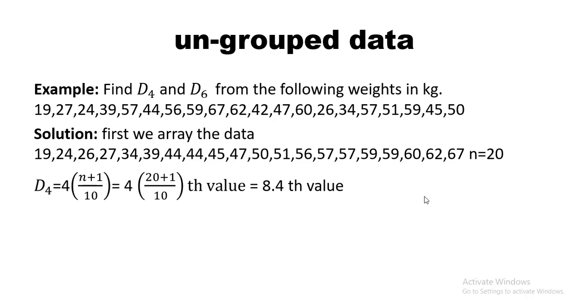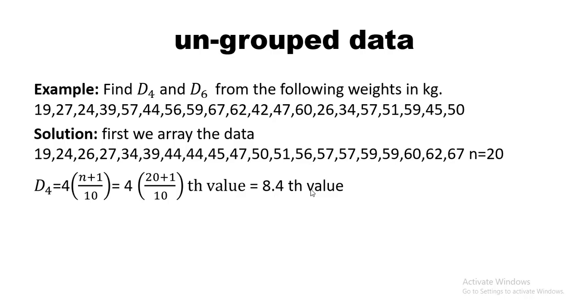The second part is we're going to use the formula. Since the fourth decile is asked, D4 is equal to 4 times (n plus 1) divided by 10, which is 4 times (20 plus 1) divided by 10, which gives you the 8.4th value.